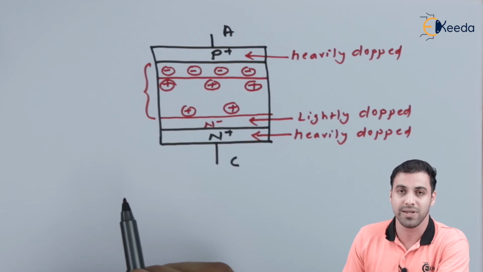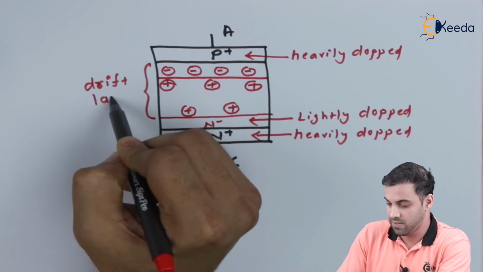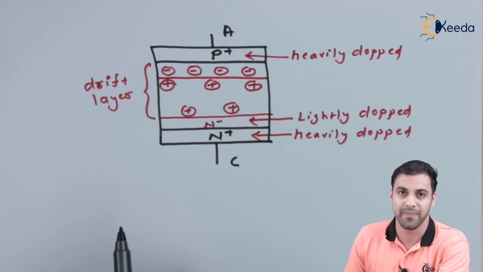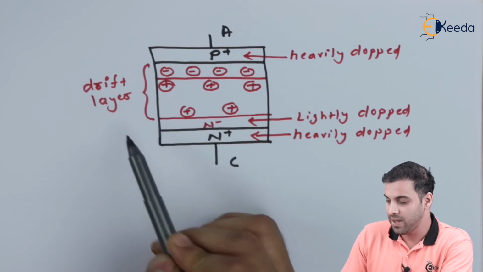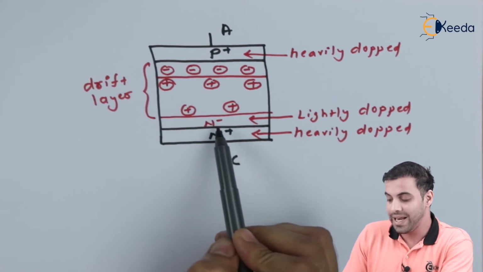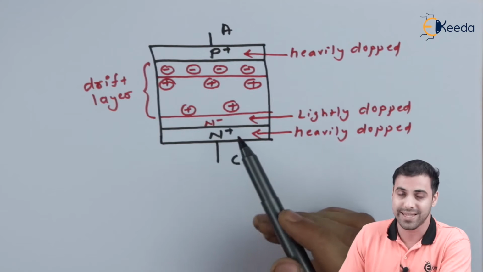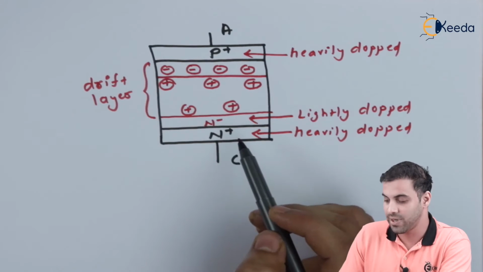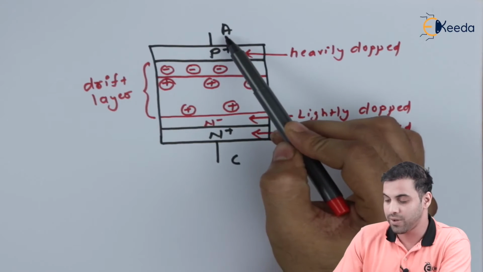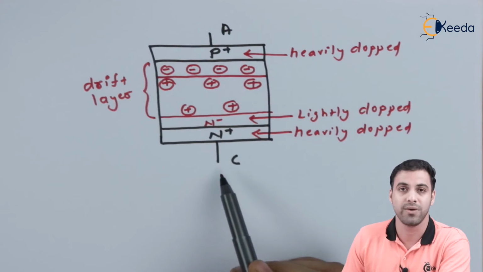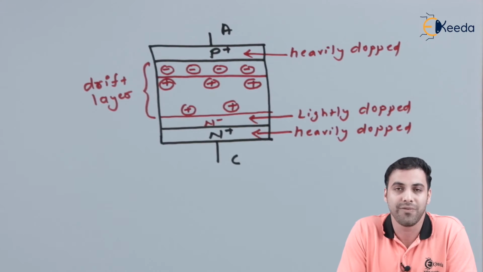This layer here is called the drift layer. Because of the n minus layer, which is very lightly doped, the diode is capable of withstanding high current and high voltage applications. Here you can see this is the anode terminal and this is the cathode terminal. Now let's see what types of power diodes are available.